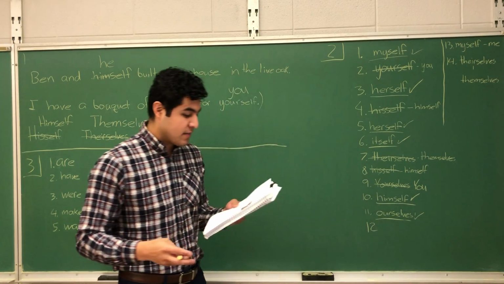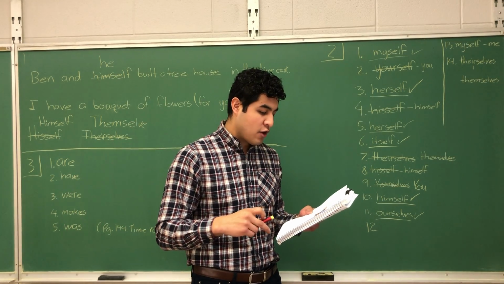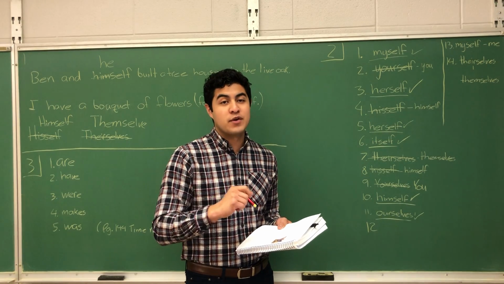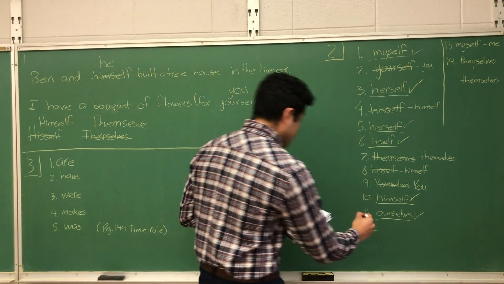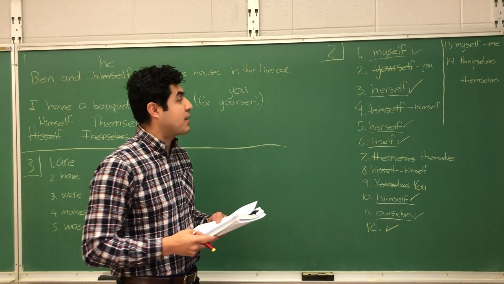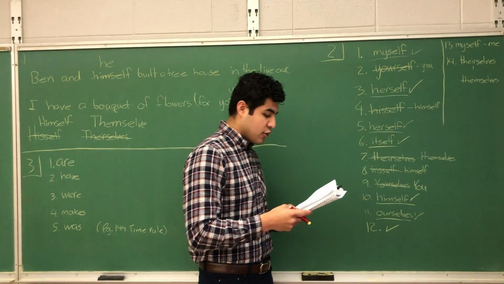I went straight to 13. John timed himself on the arithmetic speed drill. Himself is referring back to John. So I'm just going to put a check mark to signify that himself is the correct usage of the compound pronoun in this sentence.